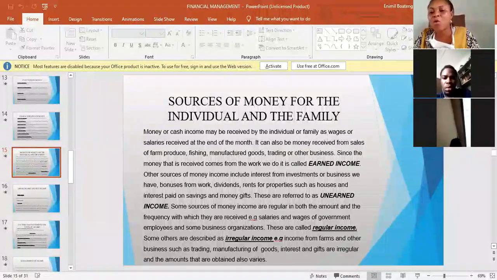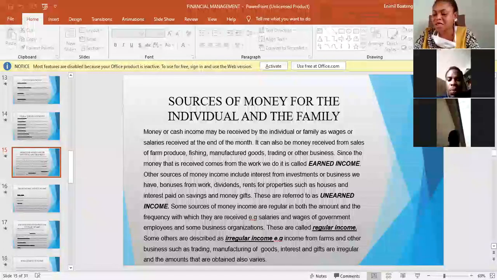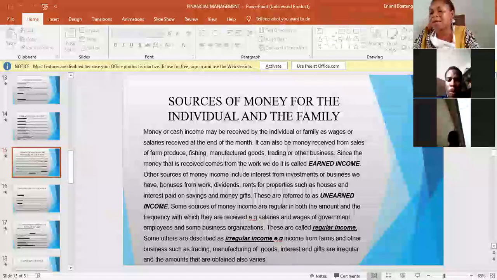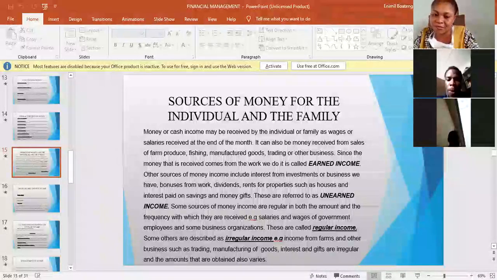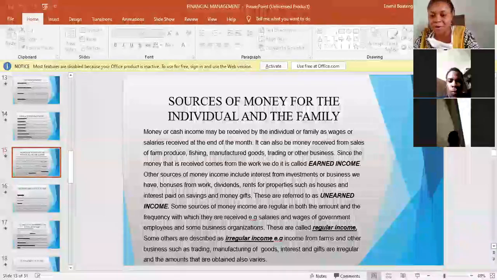For instance, a wage or salary: you know that within this year from January, if you are earning 1,000 Ghana cedis, at the end of the month, that is how much you will receive. But when it comes to irregular income, those ones are not fixed. And then the frequency too varies.